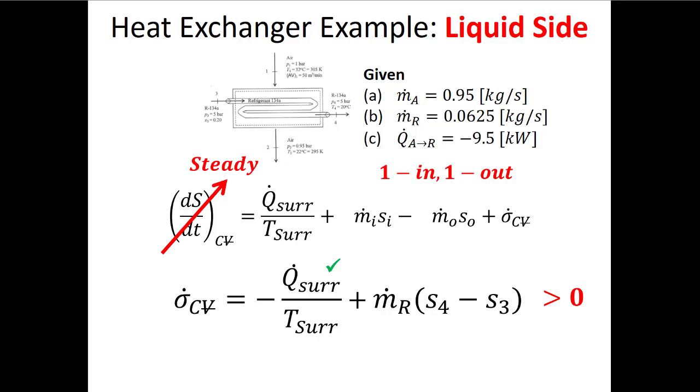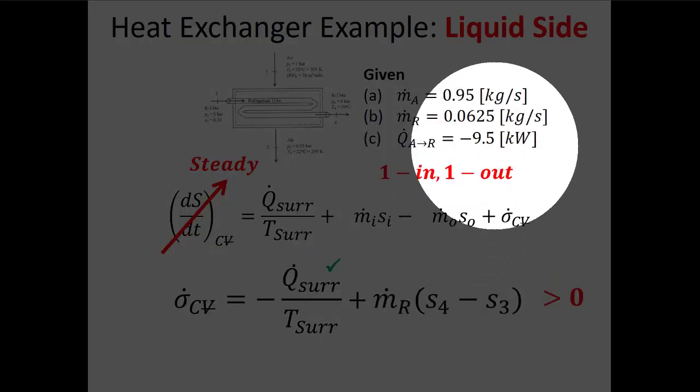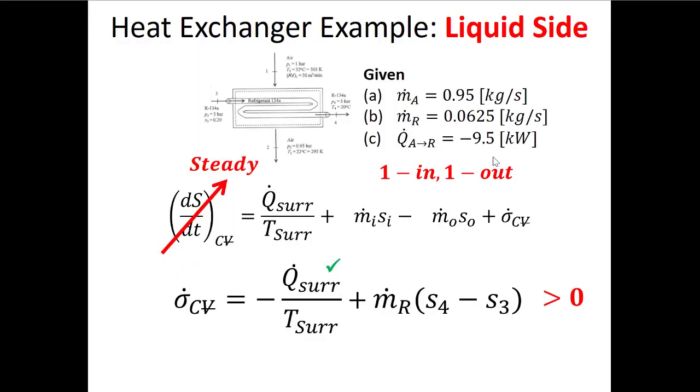I know the heat coming into the refrigerant side from the air, right? This is the same heat we would calculate from the first law. This is going to be this number, but now this is heat into the refrigerant, so this should be the positive version of this number. I hopefully can figure out the temperature of the surroundings.